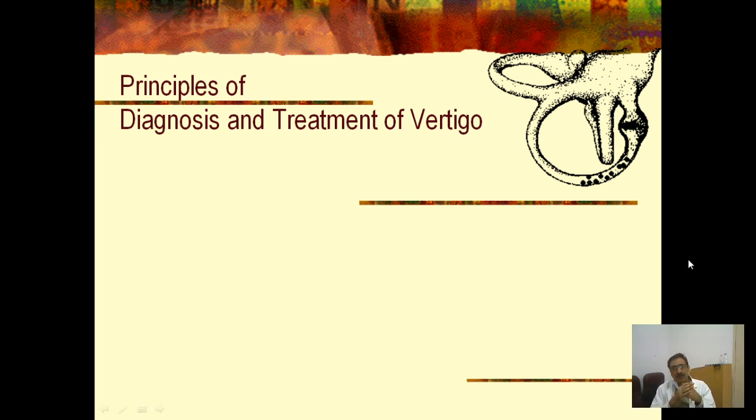So we'll talk about vertigo. Vertigo is a sense of imbalance, and vertigo is something that is often induced by the vestibular system or the connections of the vestibular system.